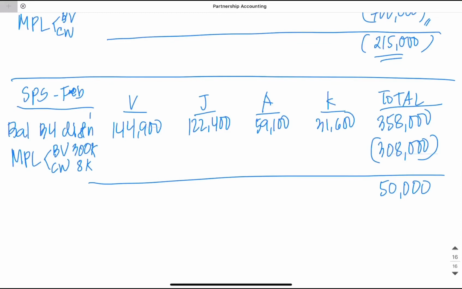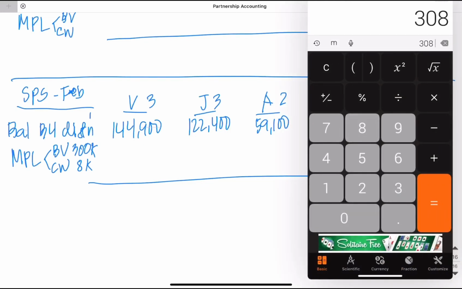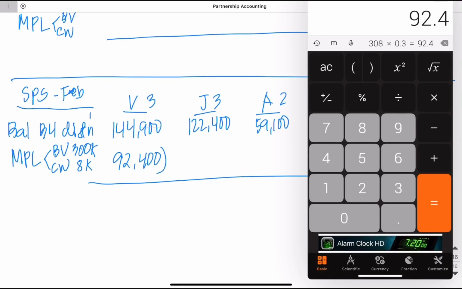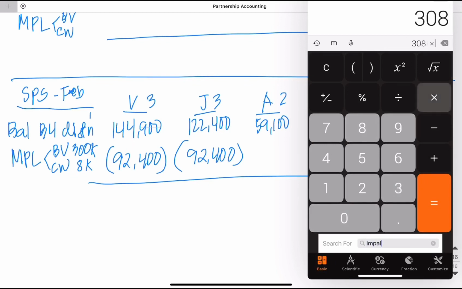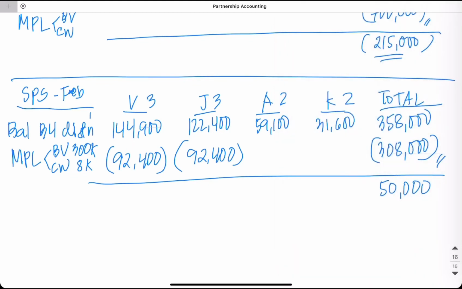And therefore, we can distribute cash to the partners. So how are we going to distribute this maximum possible loss? Of course, in accordance with their P&L ratio again. So 308 times 30%, we have 92,400, 92,400 also. And then 308 times 20%, so we have 61,600, another 61,600. So this will be your balances after maximum possible loss.